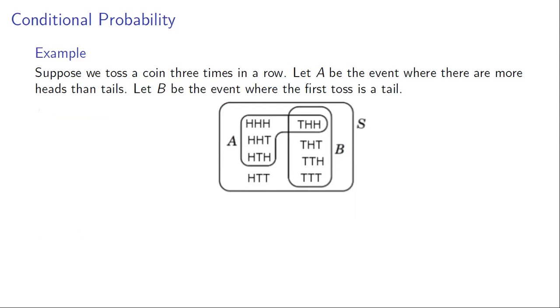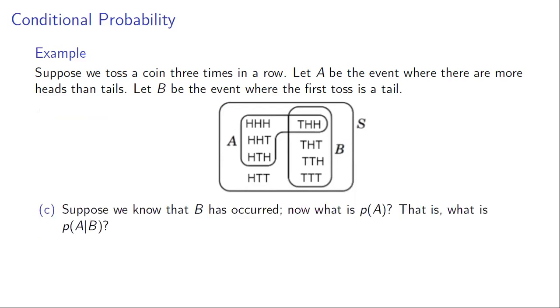Now, again, the same setup, but now suppose we know that B has occurred. Okay, so suppose we know that we're in this B part. Now, what is the probability of A? So now we have an additional piece of knowledge, so we have to update our probability. Probability is not a completely objective thing. It's always dependent on our prior knowledge, right? The probability is always dependent on what we know.